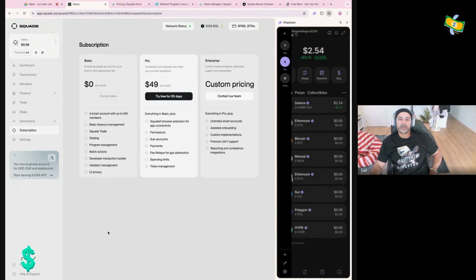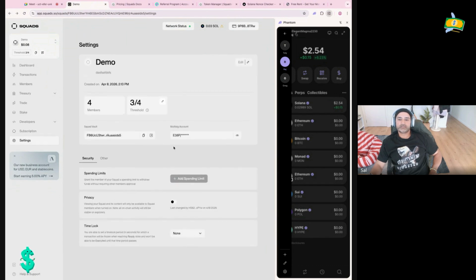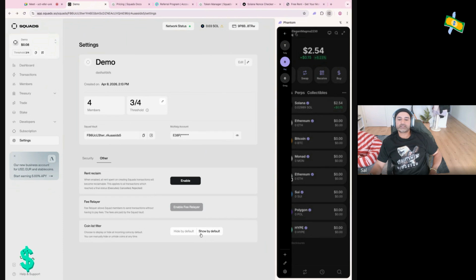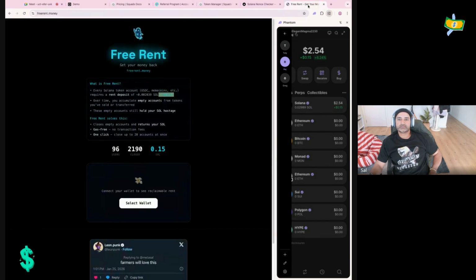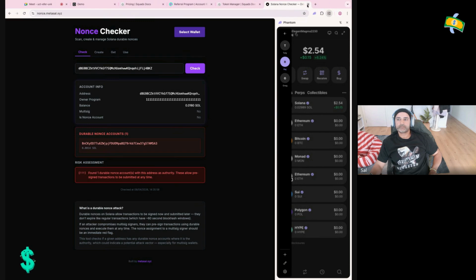Okay. And then the final one is the coin list filter. This allows you to hide or show coins that are new and not really approved by Jupiter or a few of the other lists.